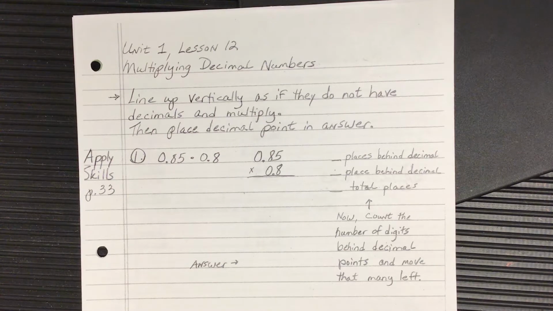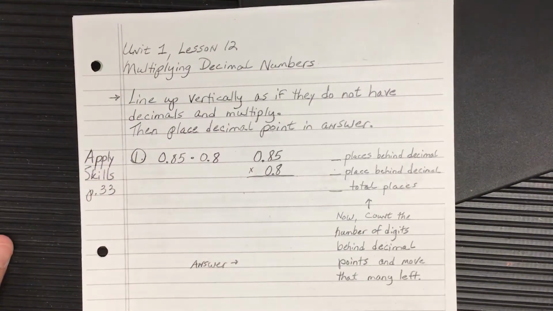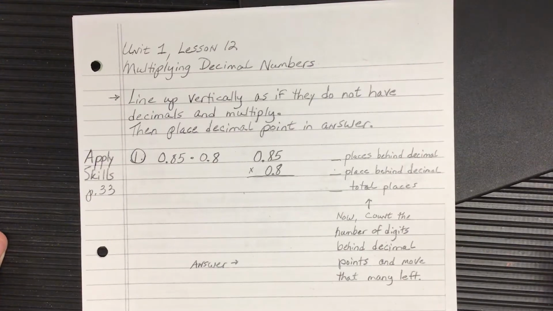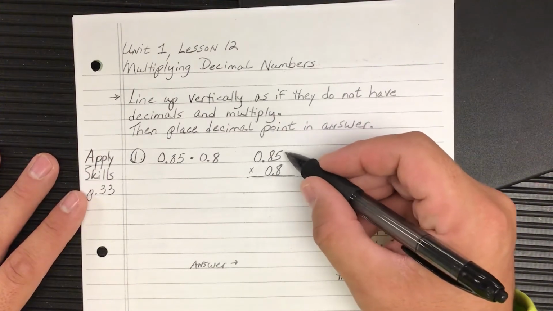It says line up vertically as if they do not have decimals and multiply. So you do not have to line up the decimal points when you're multiplying decimals. We will talk about where the decimal goes here shortly. So you start by multiplying the numbers on the right. So in this one it would be 5 times 8.